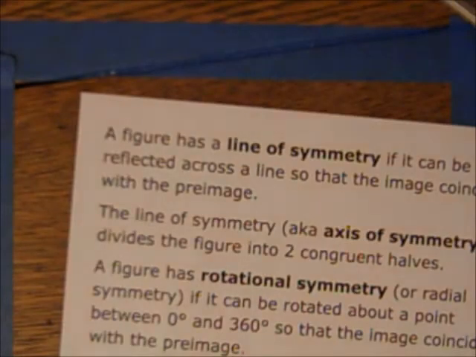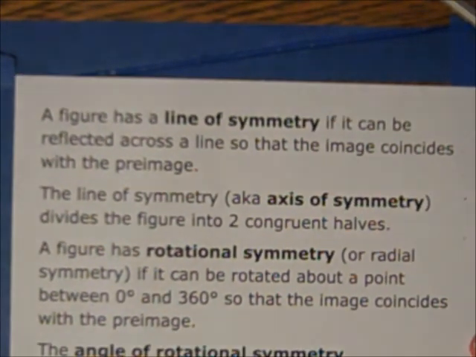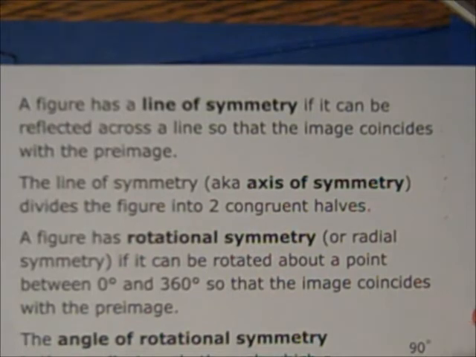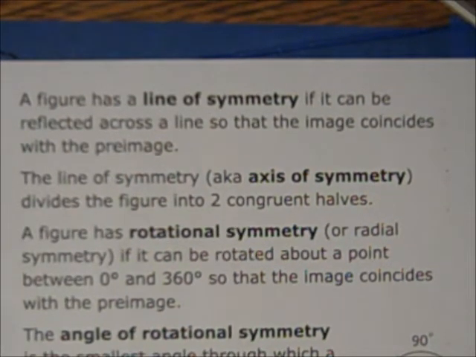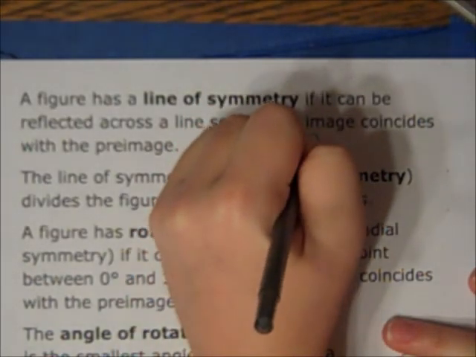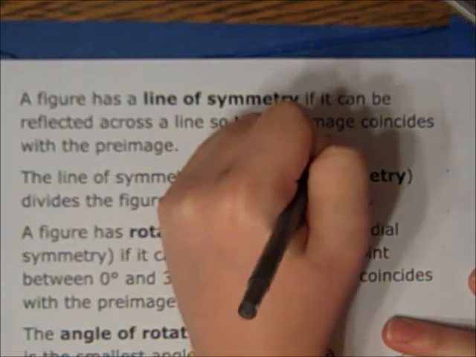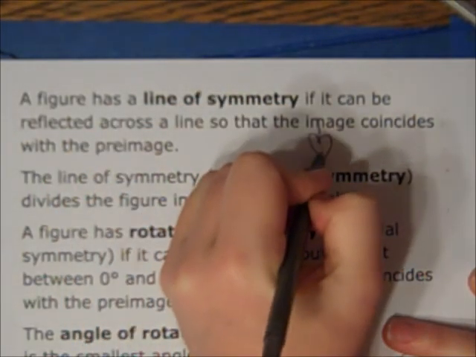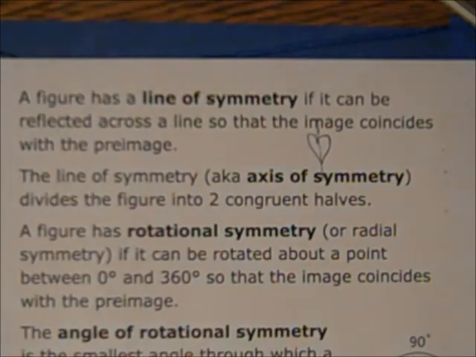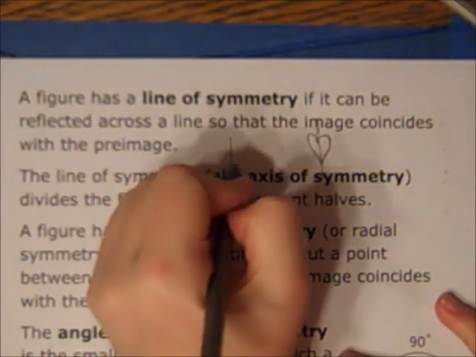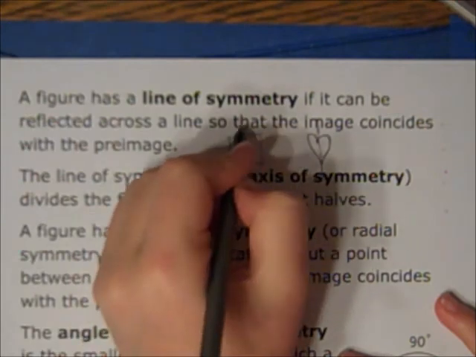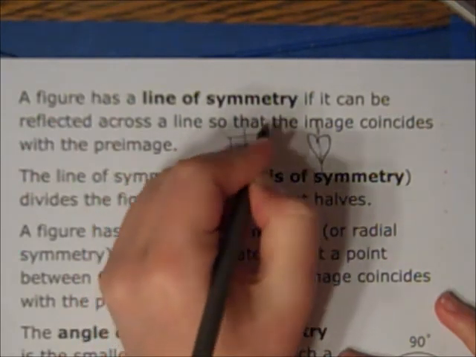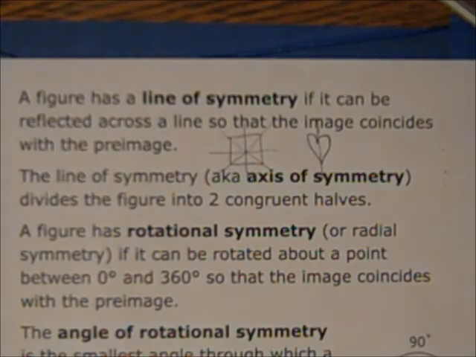Okay. Now this part was not on your transformation project, but you did it in middle school. I just want to review it with you very quickly. A figure has a line of symmetry if it can be reflected across the line so that the image coincides with the pre-image. Now that sounds scary, but it just means where can I fold it to where it will be in half. So like a heart, well, if I drew it good, would have one line of symmetry because I could fold it down the middle and it would be equal. Okay, a square would have 4 lines of symmetry because I could fold it here, here, here, or here. So 4 lines of symmetry.